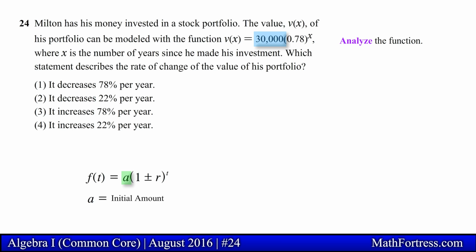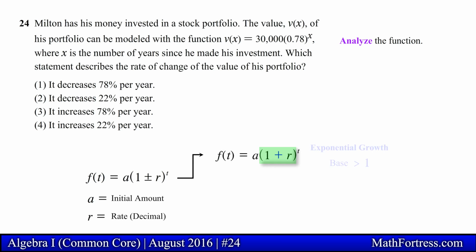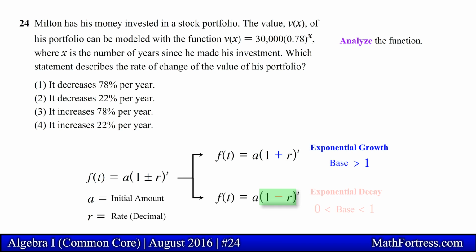For this problem, the initial amount is 30,000, the initial investment. The quantity 1 plus or minus r represents the base of the exponential function. In this quantity, r represents either the rate of growth or rate of decay, expressed as a decimal. When the base is a number greater than 1, then the function represents an exponential growth function. If the base is a number between 0 and 1, the function represents an exponential decay function.